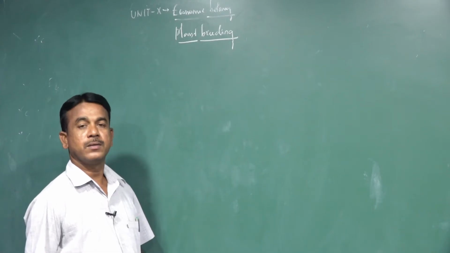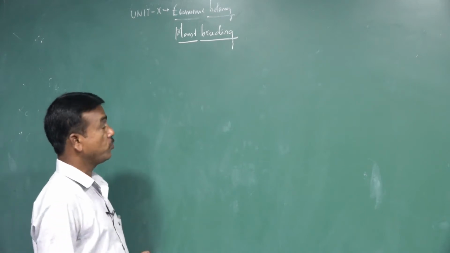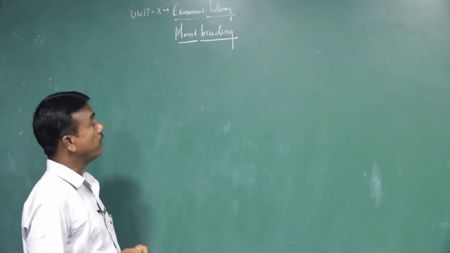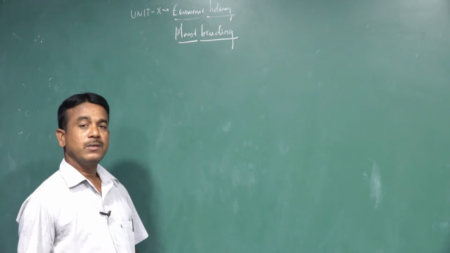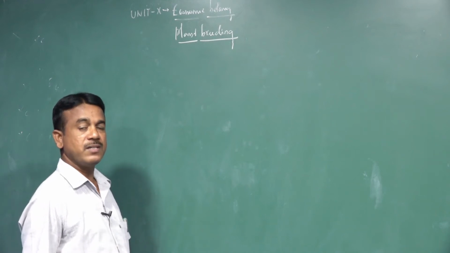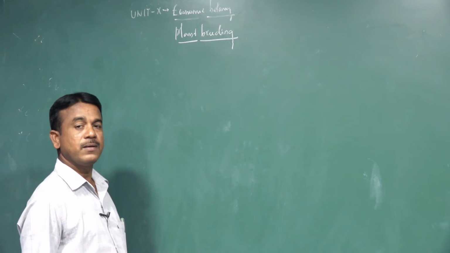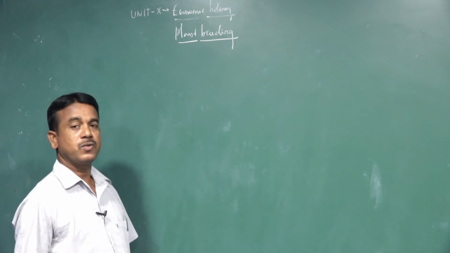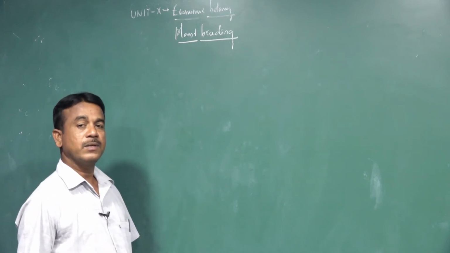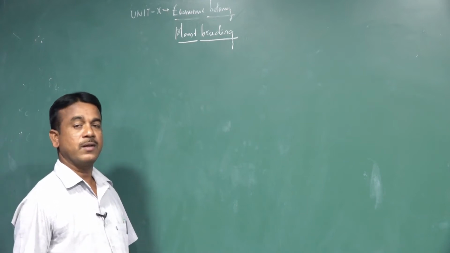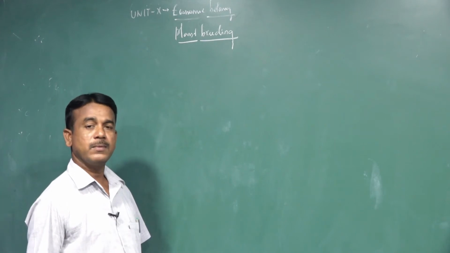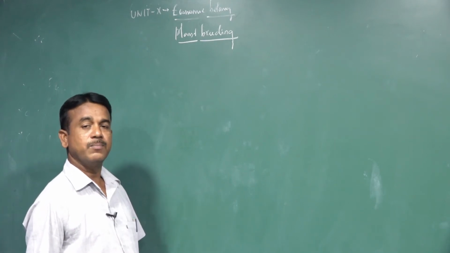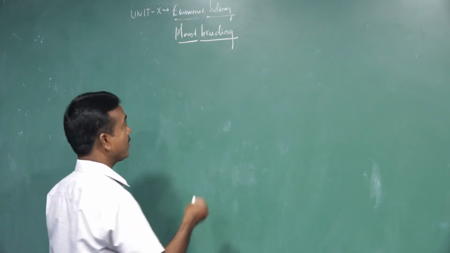Hi students, today in the 12th syllabus we will be discussing Unit 10, called Economic Botany. In this Economic Botany, the chapter is classified as plant breeding. In early classes I gave the definition of plant breeding, but I will give it once again. So what is the meaning of plant breeding?